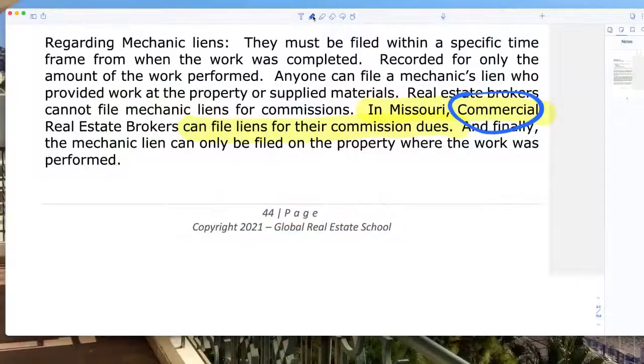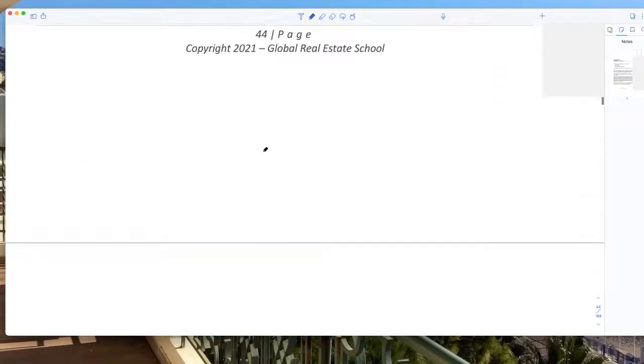And also, any workers or subcontractors or anyone who provided service for that property can file a mechanic's lien. So you've got to get lien waivers. You've got to read those questions carefully. And you have to remember that those liens can only be placed on the property where the goods, services, or work was performed, and those lien waivers need to be filed within a specific time frame, okay? So I think you're going to do great on liens. So we're going to go on down here.